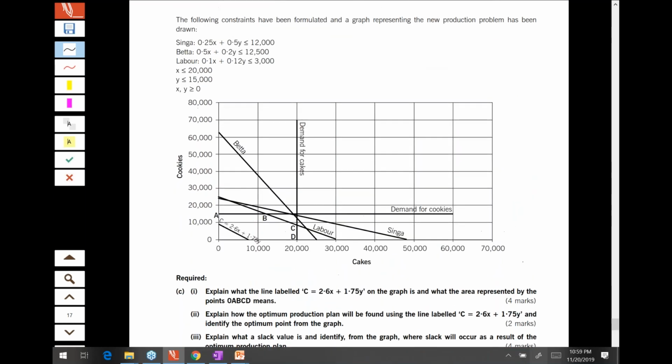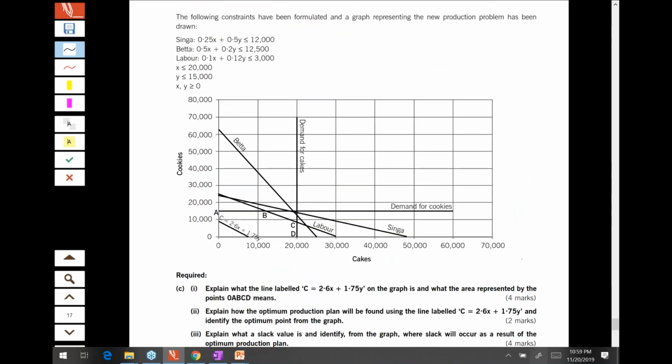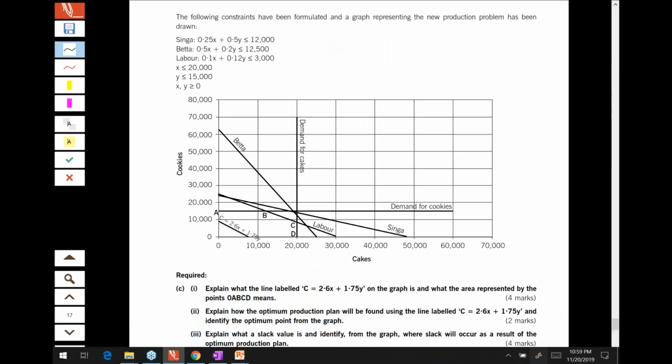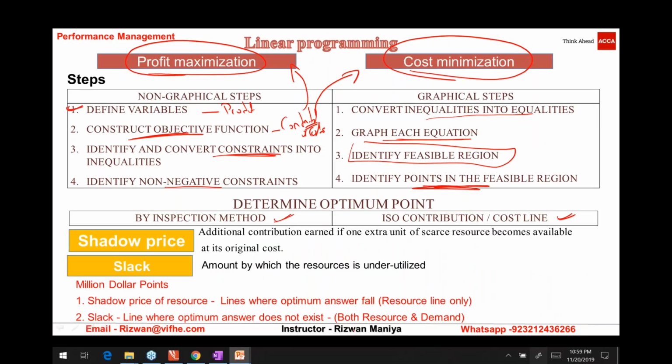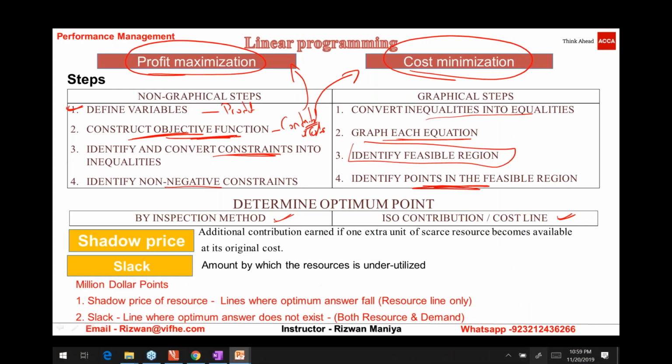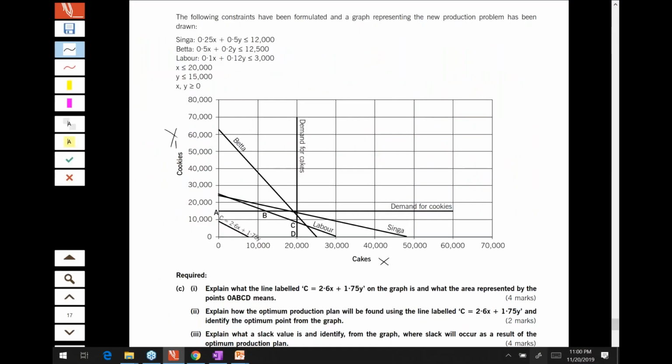Quickly listen to what I'm doing. You can see here, if I just keep my steps and the graph together, first we define variables. So right now the variables are cakes and cookies. One is on x-axis and one is on y-axis. We construct objective function. Objective function is basically our contribution.